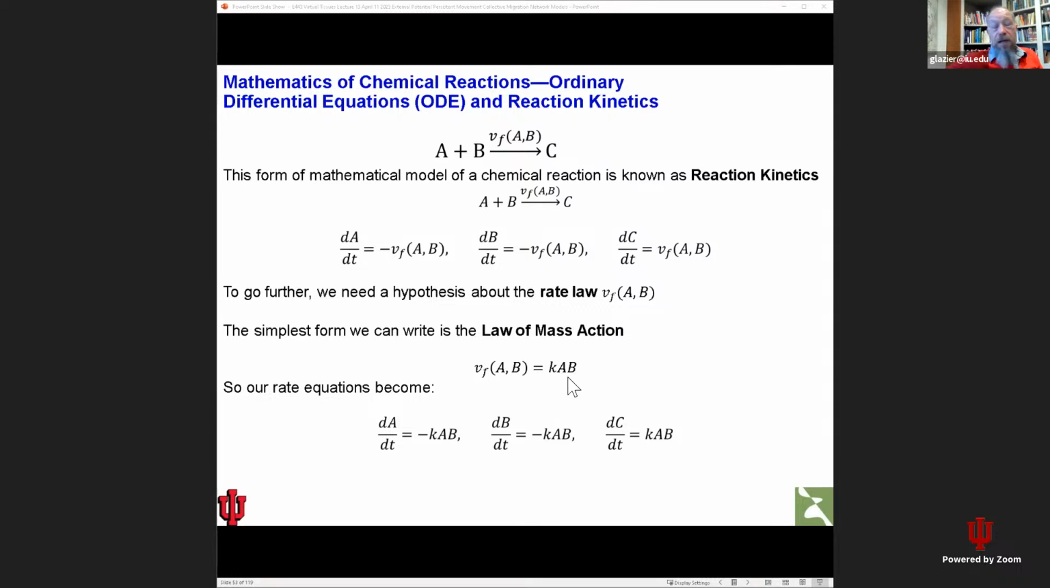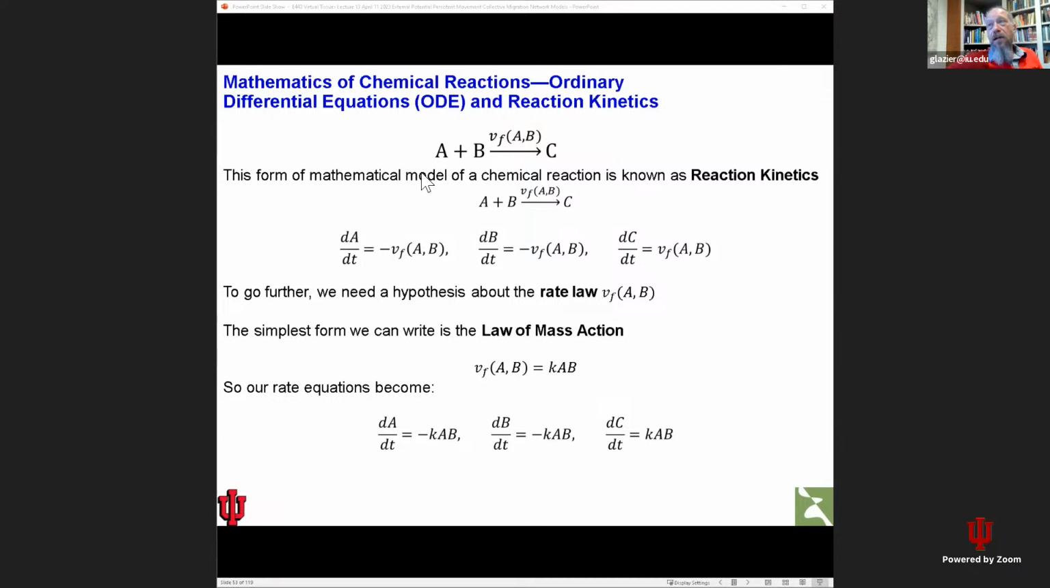I can write more complex functional forms. In particular, if I have a lot of A or a lot of B, I might have the rate be slower than this would predict. But for small concentrations in normal chemical reactions, you always obey the law of mass action. And so that's always your starting hypothesis for chemical reactions.